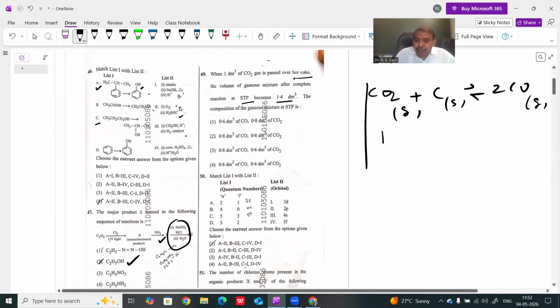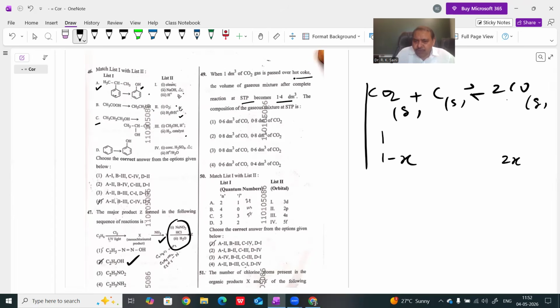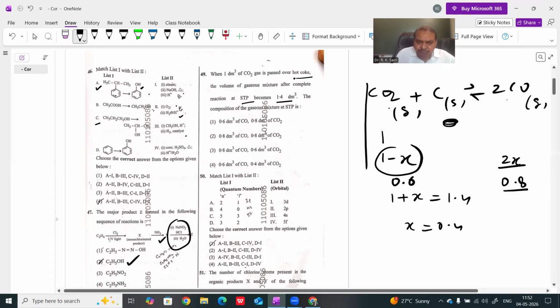According to Gay-Lussac law, in case of gaseous reaction or gaseous species, the volume of carbon dioxide is 1 minus x, and the volume of carbon monoxide is 2x, because the volume of solid is negligible in a gaseous reaction. Therefore, total volume is 1 plus x equals 1.4, and hence x equals 0.4. Therefore, CO2 is 0.6 and carbon monoxide is 0.8 decimeter cube.